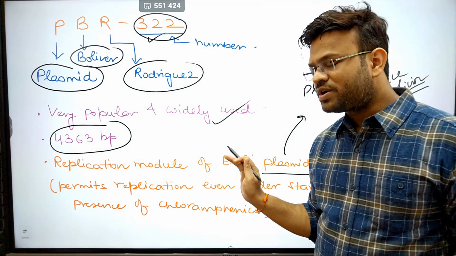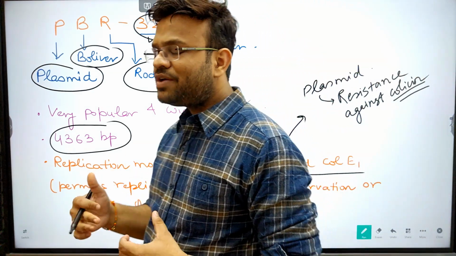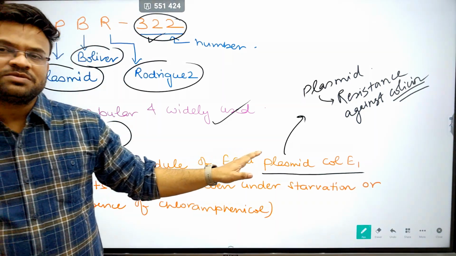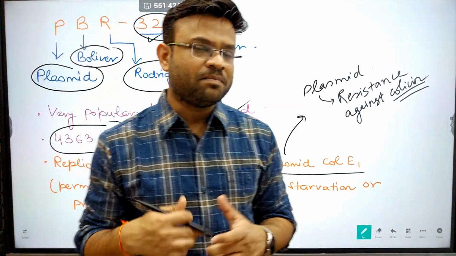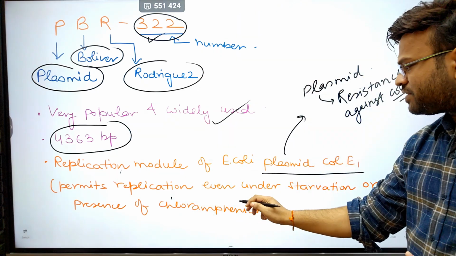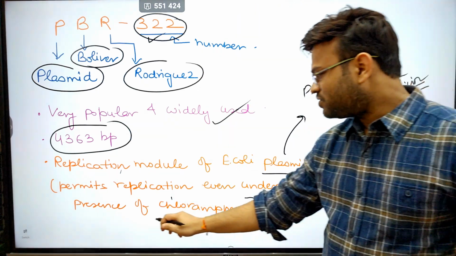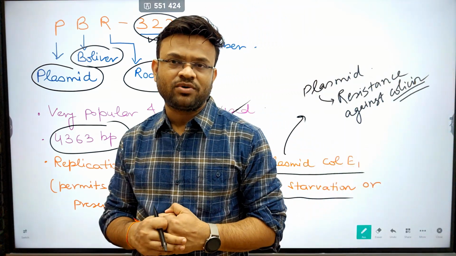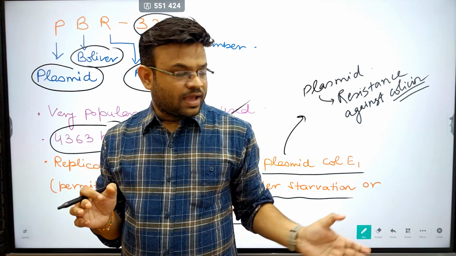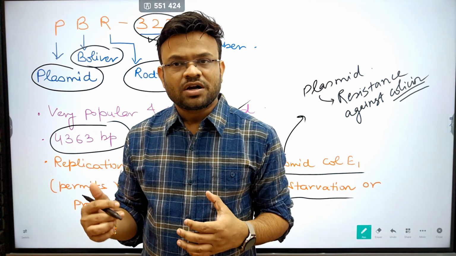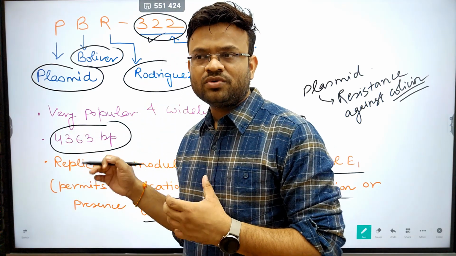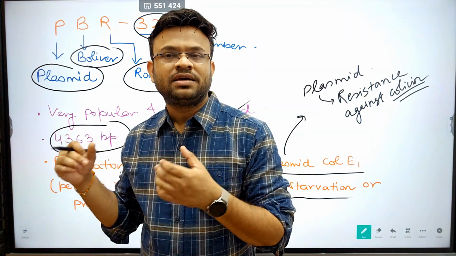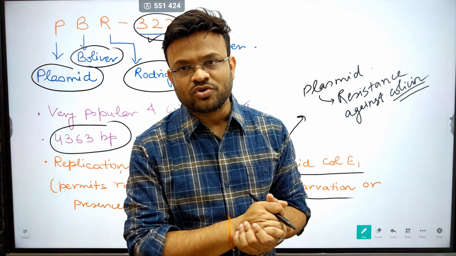Now, why are we paying so much attention to this? The replication module of E. coli plasmid is very important, because it will permit replication even under starvation or presence of chloramphenicol. Now you know that chloramphenicol is a very potent antibiotic. As I already said, it does not matter in case of pBR322. In case of an ideal vector, the replication control should be relaxed. That means it should not depend upon the chromosomal replication.